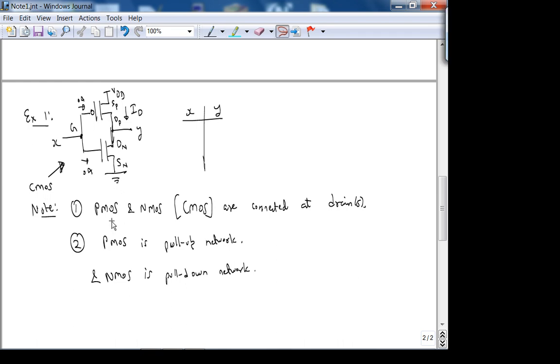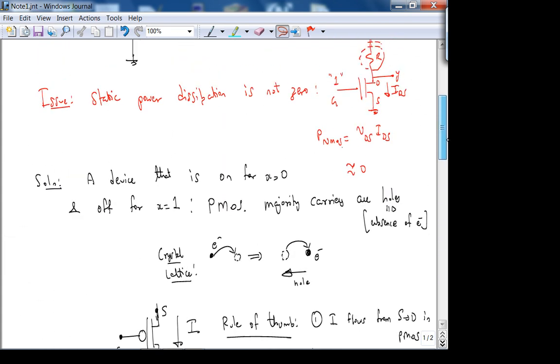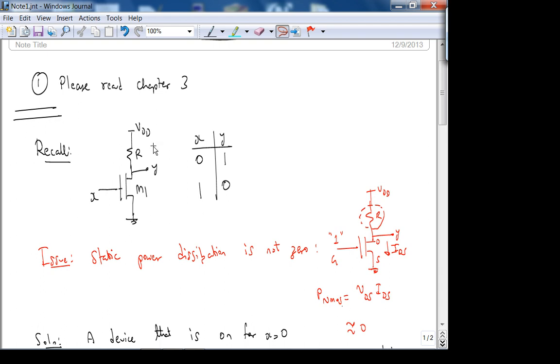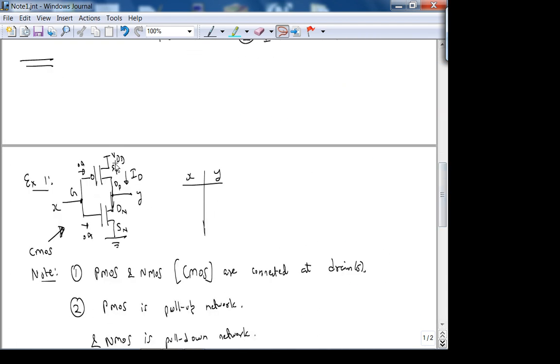So two points: PMOS and NMOS are connected at the drains. PMOS is pull-up. And the reason why PMOS became pull-up is, in my opinion, and I don't know the logical reason, it's history. This is the first thing they tried. This worked. So they were like, oh wait, we need to turn this resistor off. Then came PMOS. And they put it here.